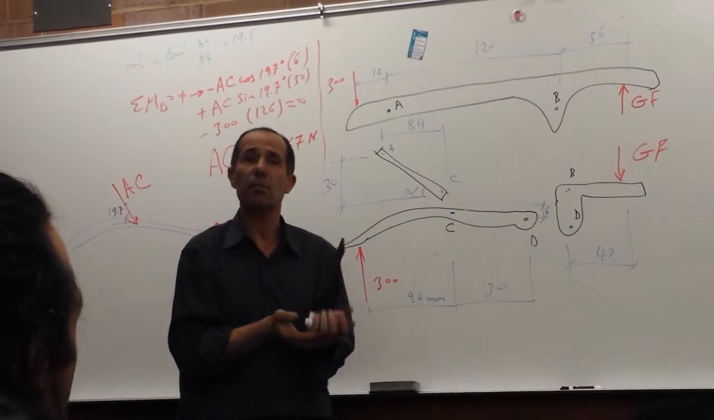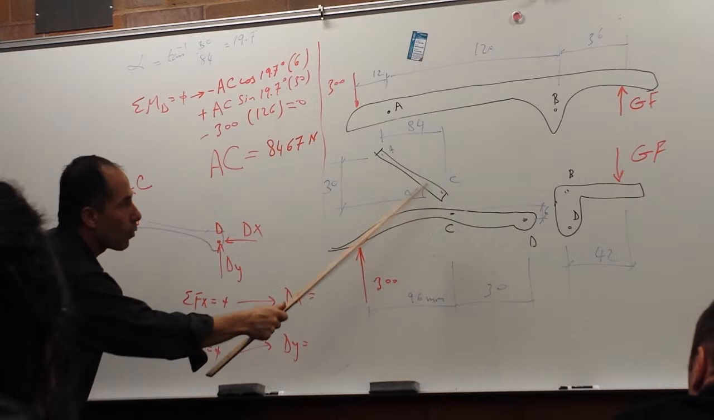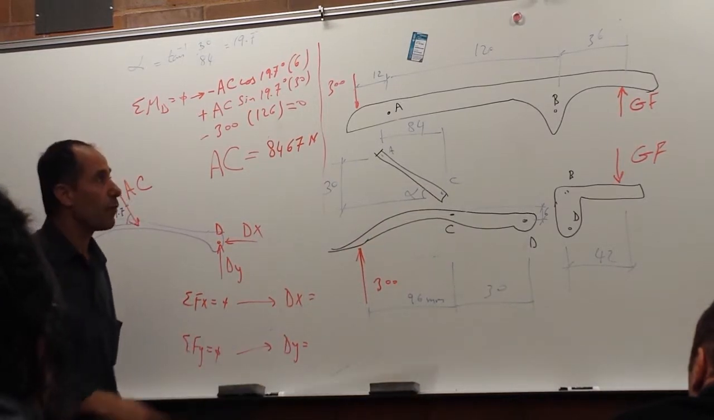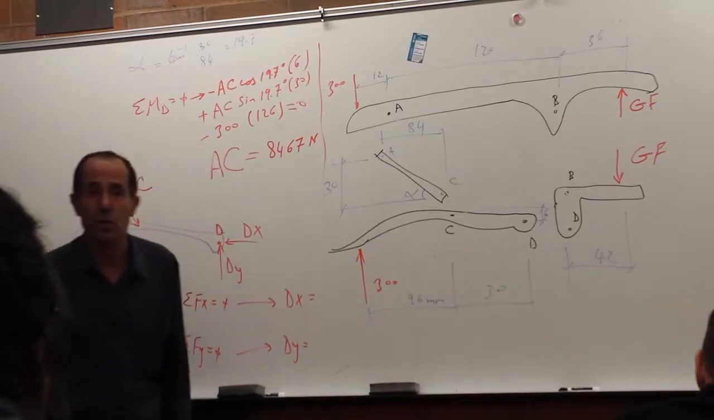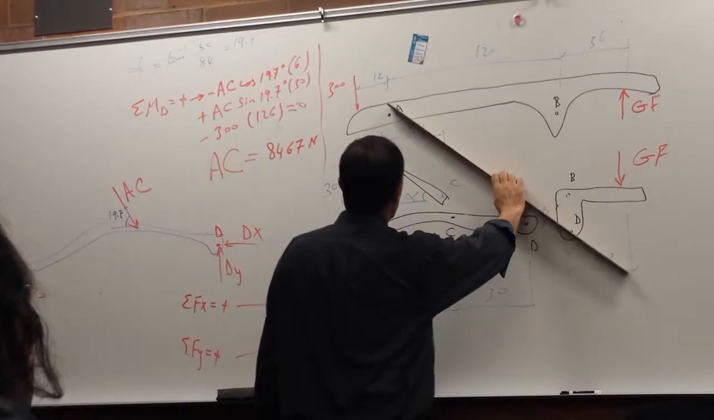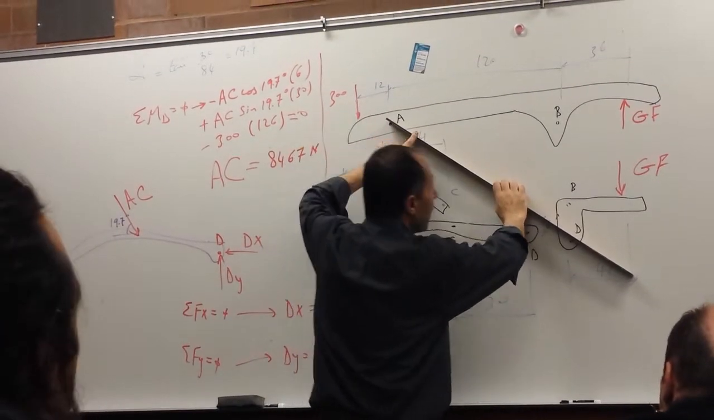Or, I can be smarter. I don't care about the components of the force at each pin. The question asks me to find the GF, the gripping force. So I go to the top force now. I apply here the AC that I just calculated. I know this, I calculate this.